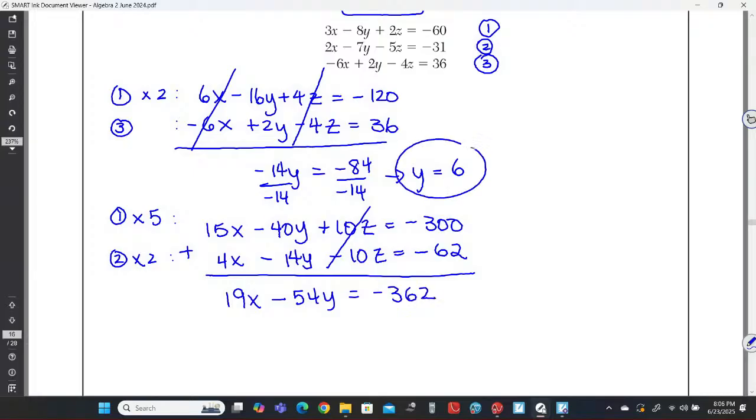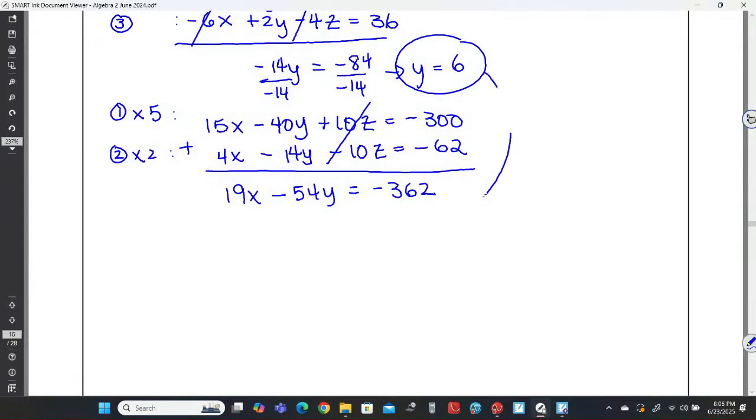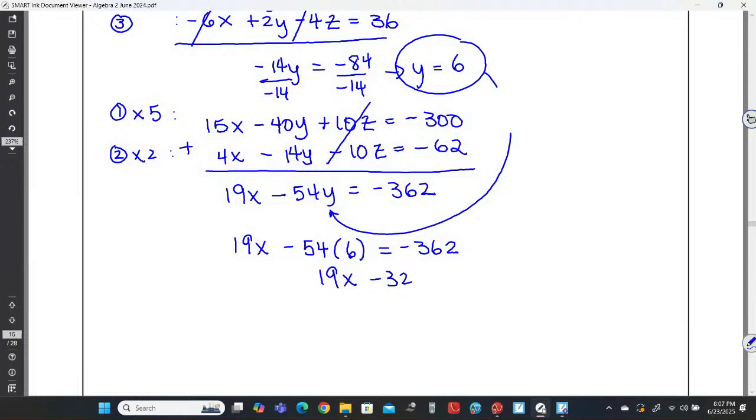But the cool thing is I know what y is. Y is equal to 6. So I'm now going to just plug that in, and I'll get 19x minus 54 times 6 is equal to negative 362, right? 19x minus 324 is equal to negative 362.